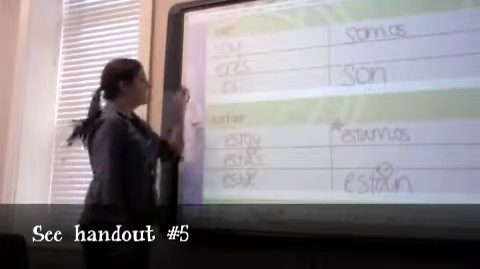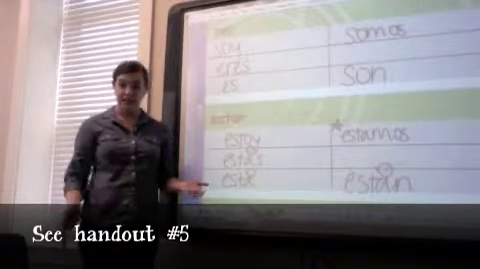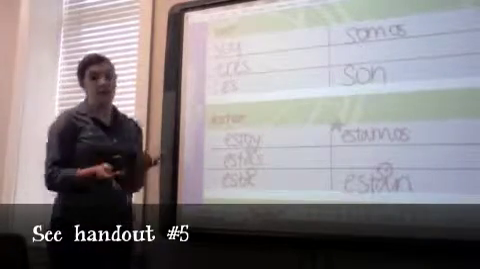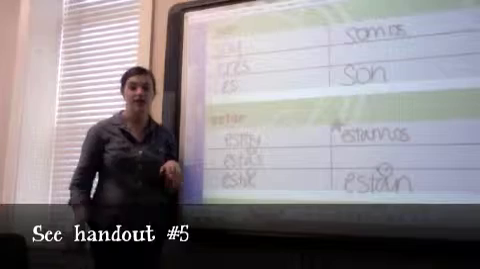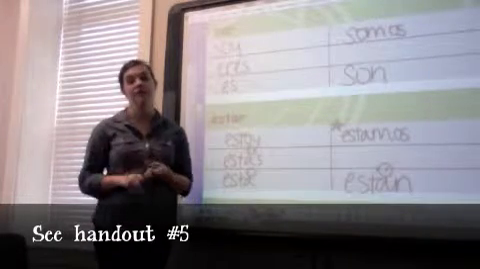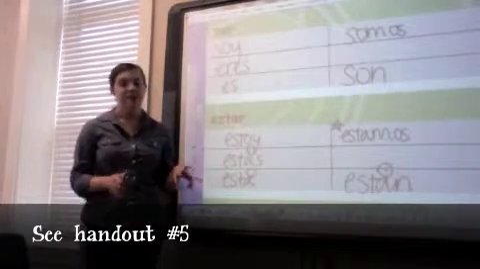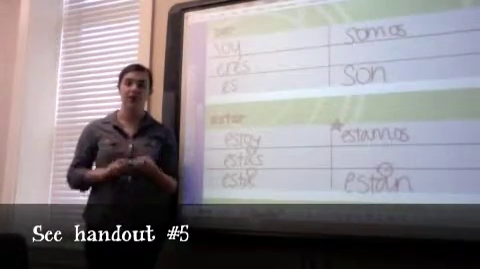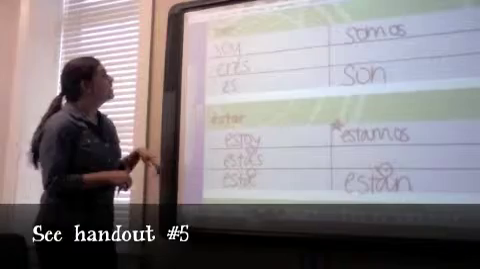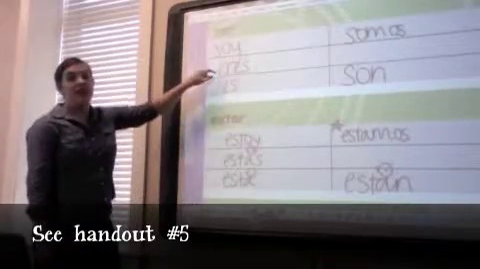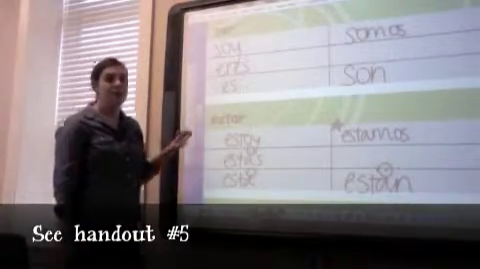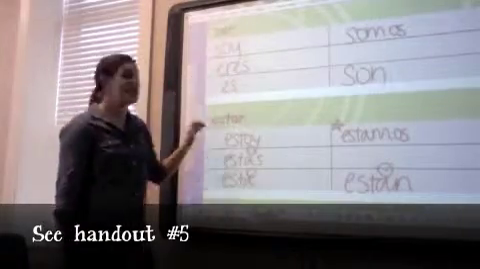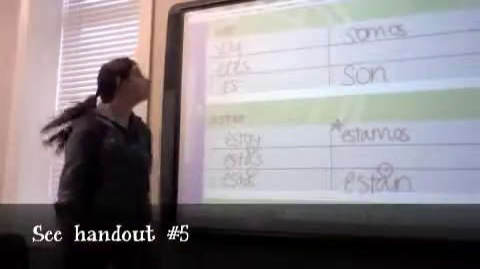Okay, ser and estar, both of them mean to be in English, but we use them differently in Spanish. Estar, as you remember, is to be located or to be feeling right now. They're more temporary things, where we use ser with more permanent things, everything that's not location or feeling. Ser, the conjugation is quite irregular, so you have to memorize it. It's soy, eres, es. Somos, son.